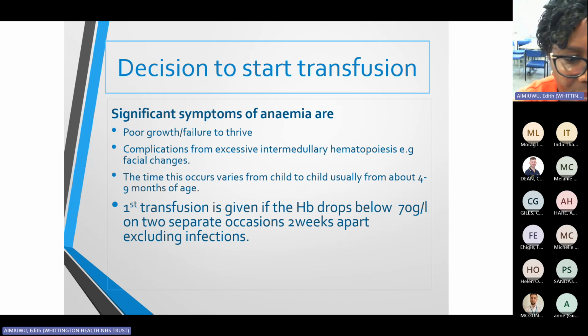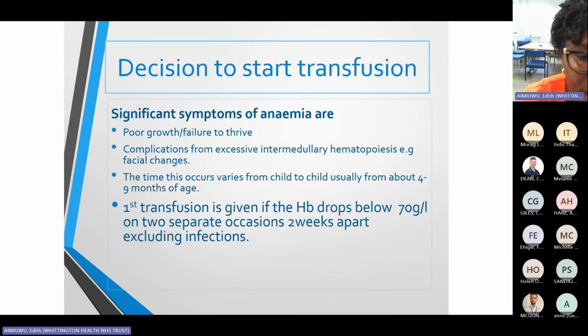The decision to start transfusion is usually done when we look at, is there poor growth? What is the growth? Are they meeting their centile, or are they decreasing from their centile of weight and height? Is there failure to thrive? Are they eating well? Is there lack of eating? Are they sleepy? Those signs of anemia, we watch for it. We're watching closely for it.